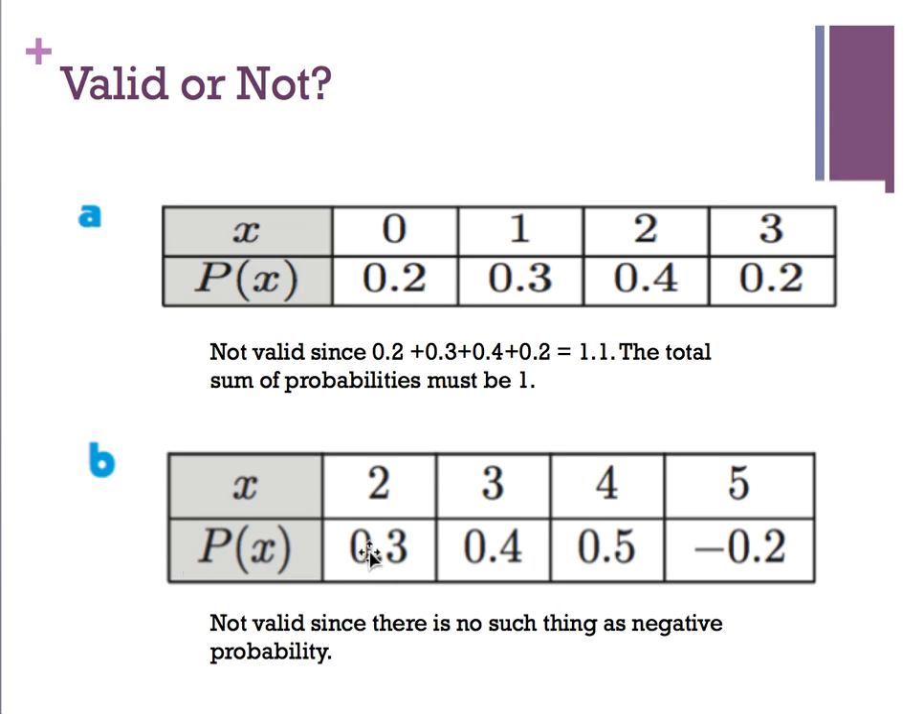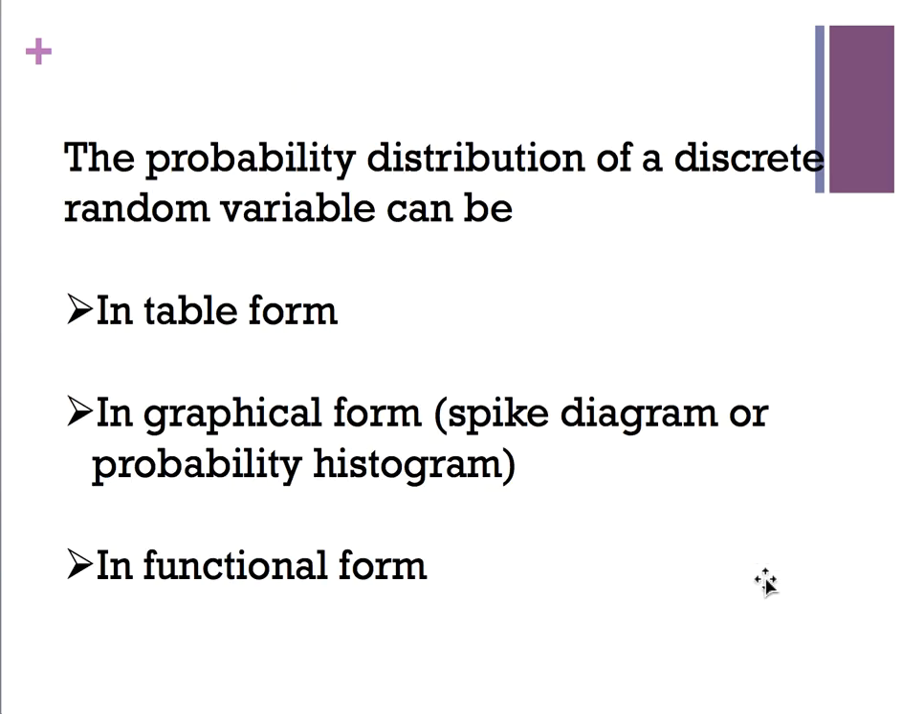What about letter B? If you get the sum of the probabilities, 0.3 plus 0.4 plus 0.5 plus negative 0.2, it is equal to 1, but it is not valid. Why? Because a probability should only be between 0 and 1. So there's no such thing as negative probability. The probability distribution of a discrete random variable can be in table form, just like what we had in the different examples. It can also be in graphical form using a probability histogram, and it can also be in functional form.